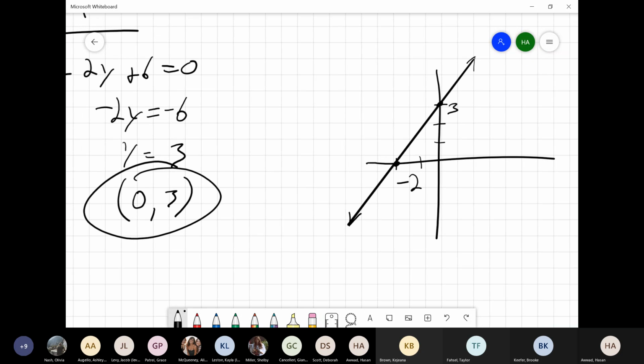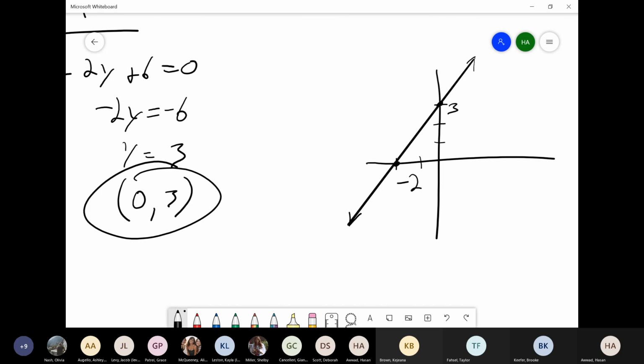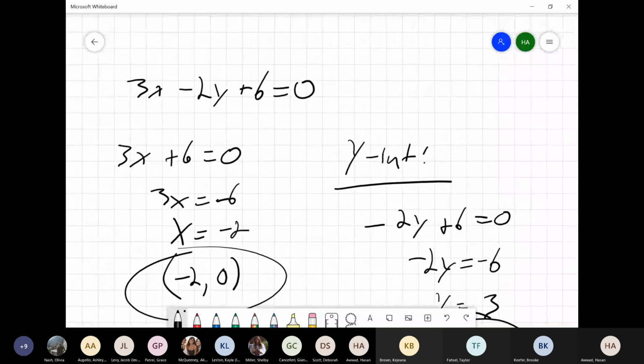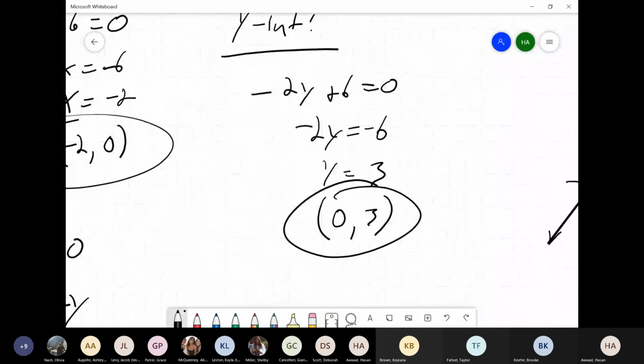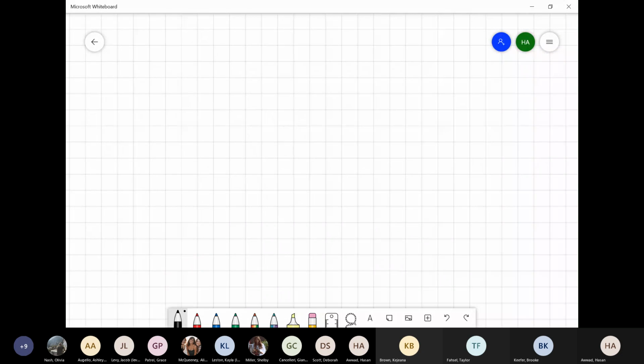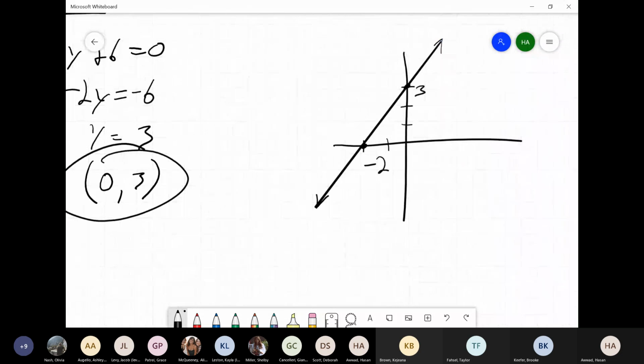And if you really want to make me happy, because I love seeing this, write the equation of the line that you found. So you could start with the original if you wanted, 3x minus 2y plus 6, or you could write it in the slope-intercept form, which we found as y is equal to 3/2 x plus 3. So y is equal to 3/2 x plus 3. And you're done. That's it. And if you really want to, label your axes, x and y.